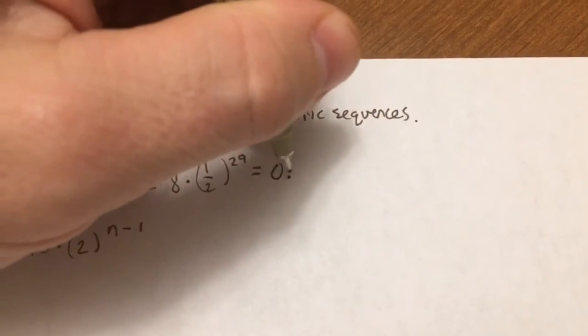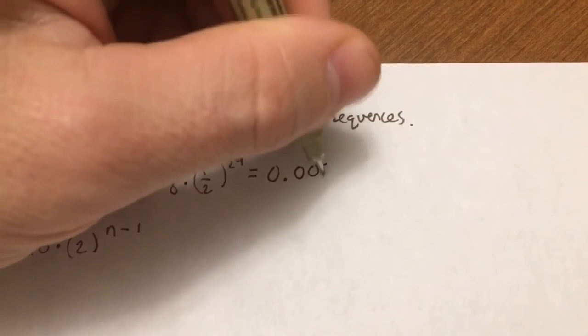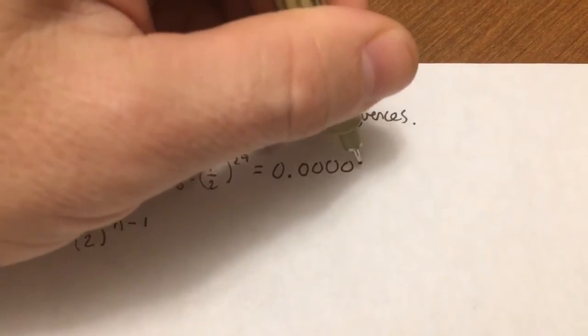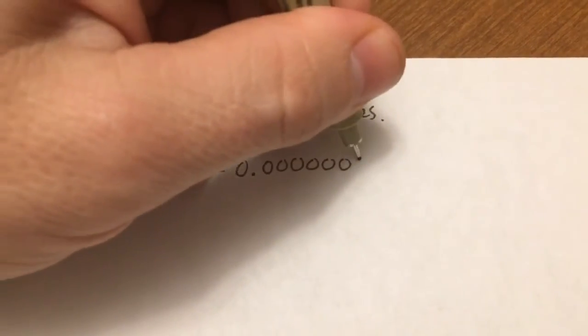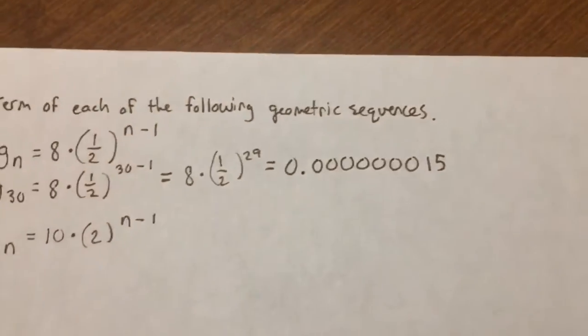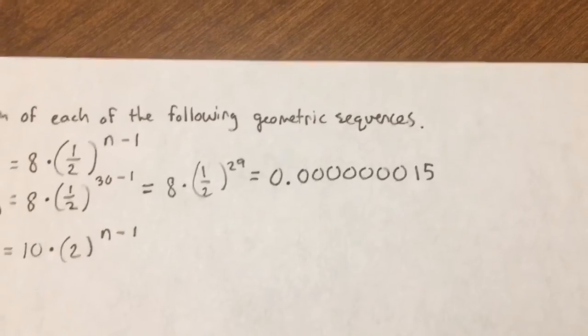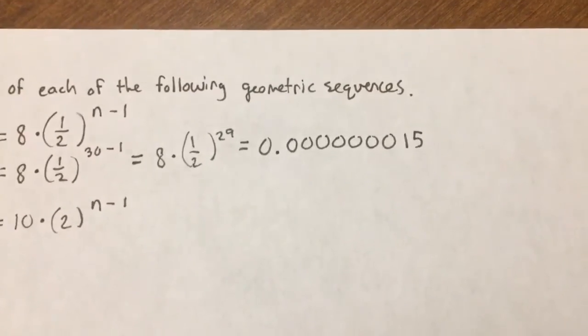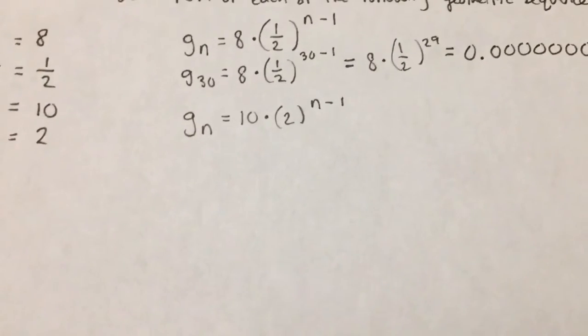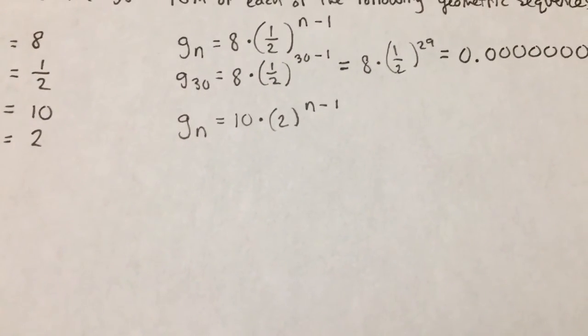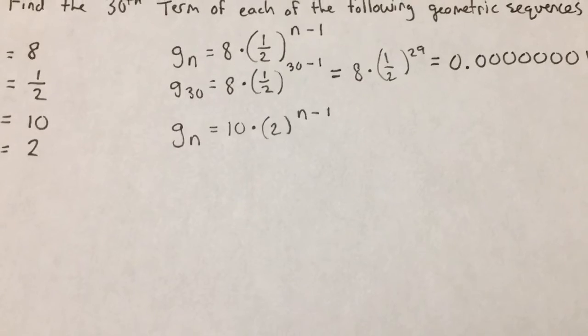It looks like this, 0.000. Let's see how many zeros there are. 1, 2, 3, 4, 5, 6, 7, and then 1, 5. So we would read that number as 15 billionths. Very small number. Pause the video right here and see if you can set up this next problem on your own, and then hit play to see how it matches up with my work.